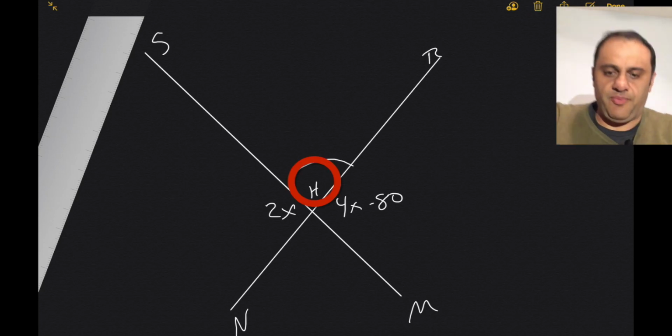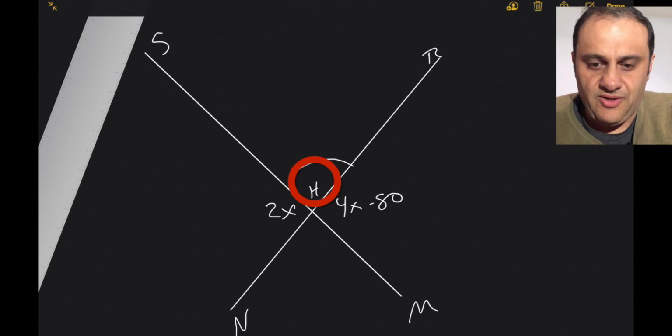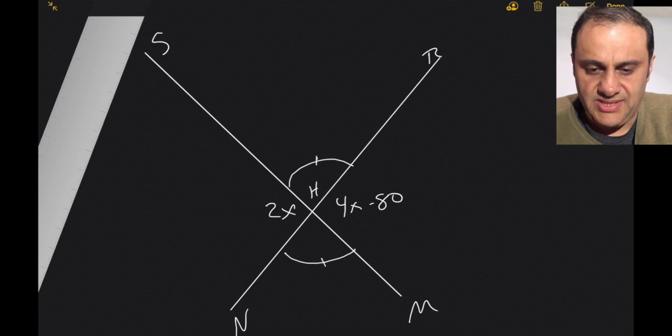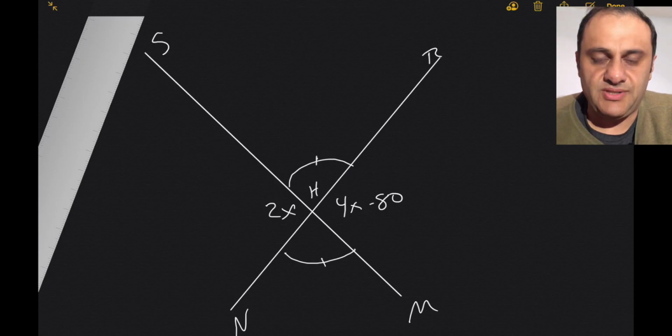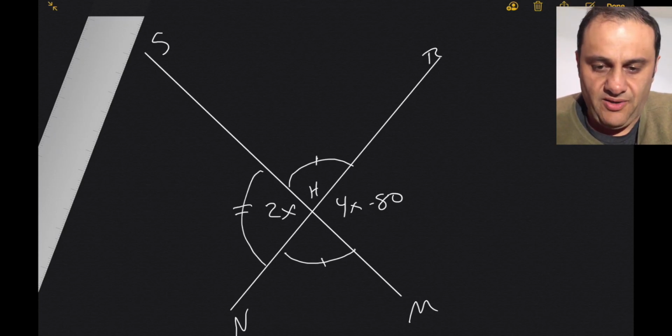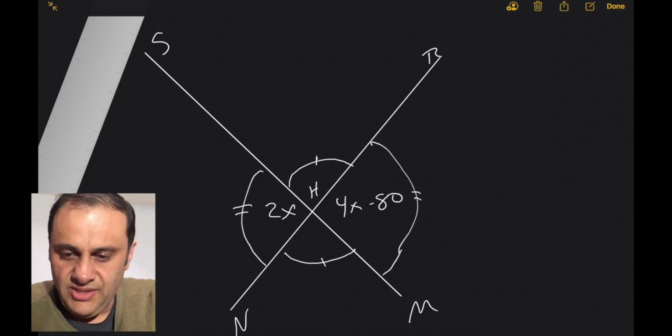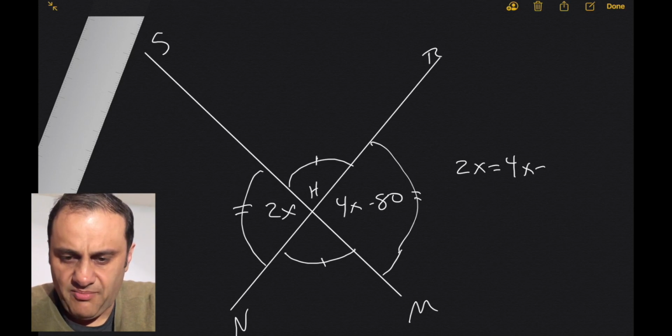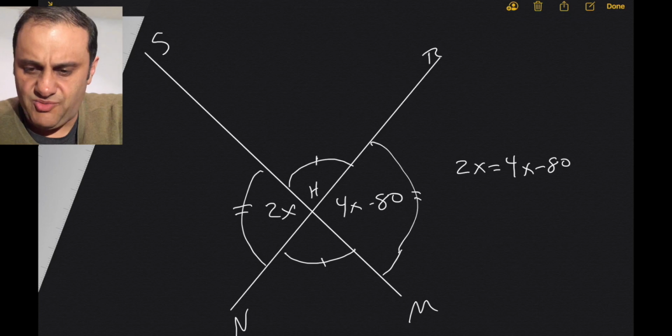Now, a couple things. Intersecting angles are always equal. So this angle must be equal to this angle, all right, because those are two intersecting angles. And this angle has to be equal to that angle, because those are intersecting angles. So the angle that has 2x has to equal 4x minus 80. At that point, we should have an algebra equation.